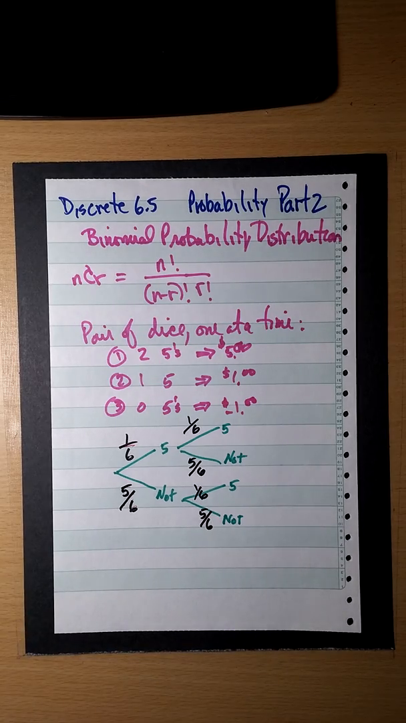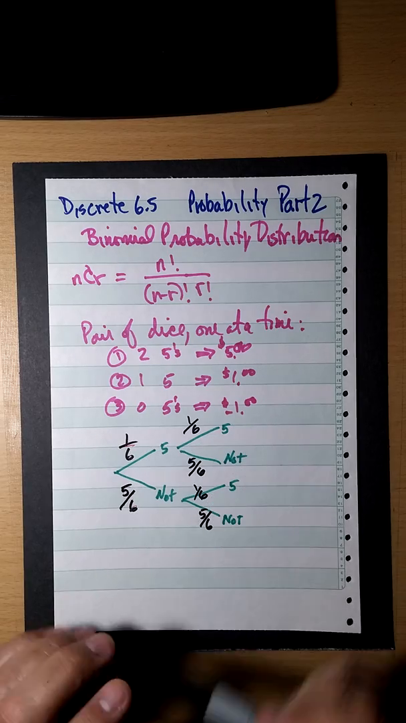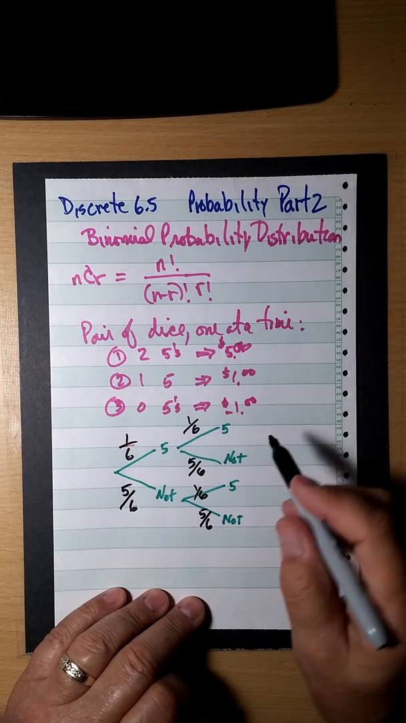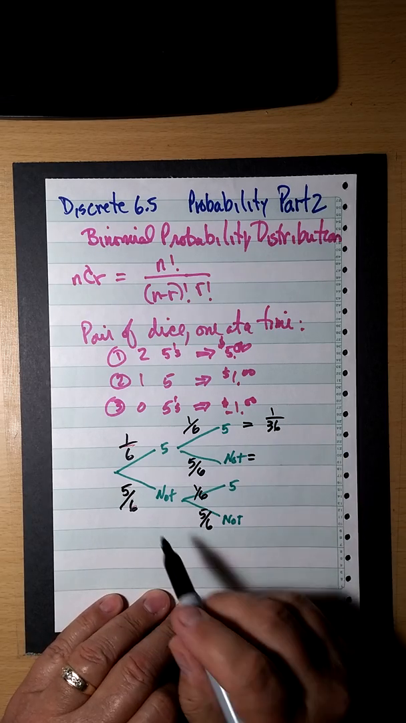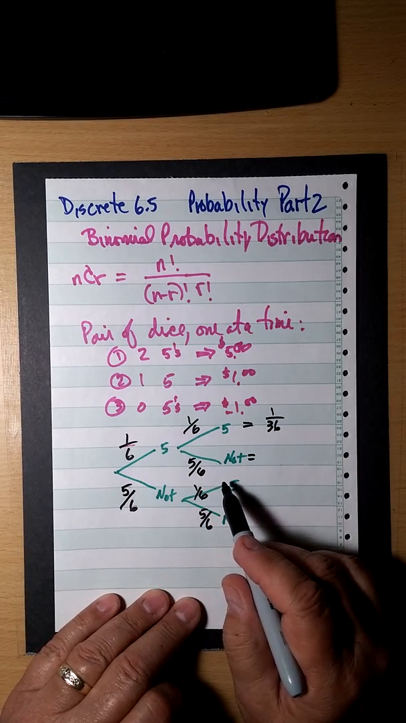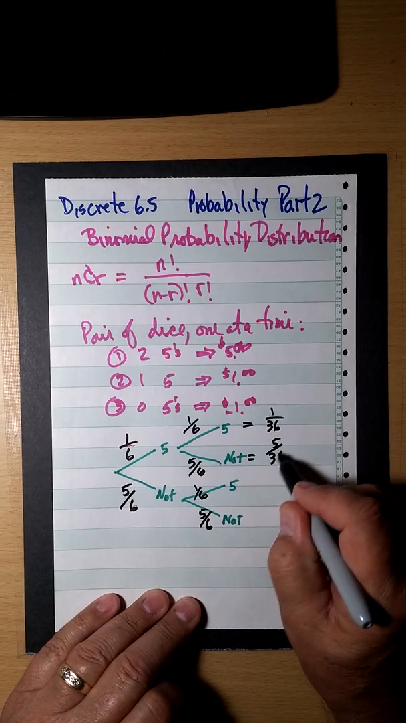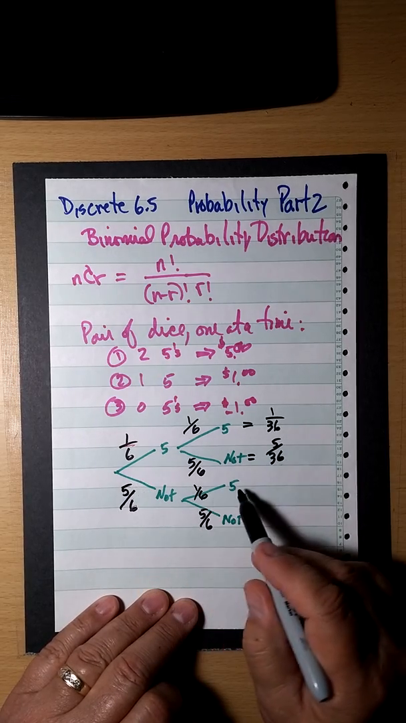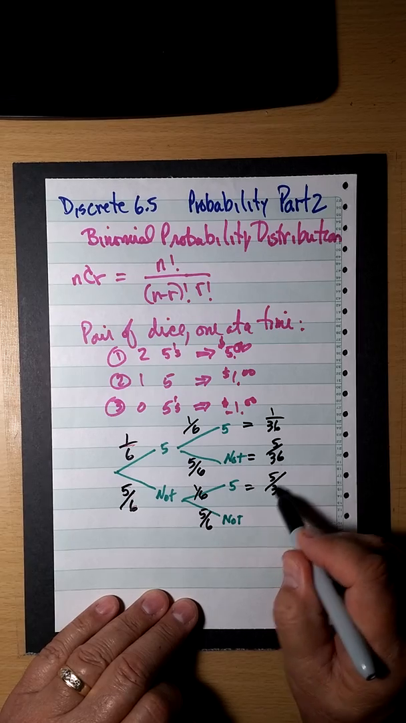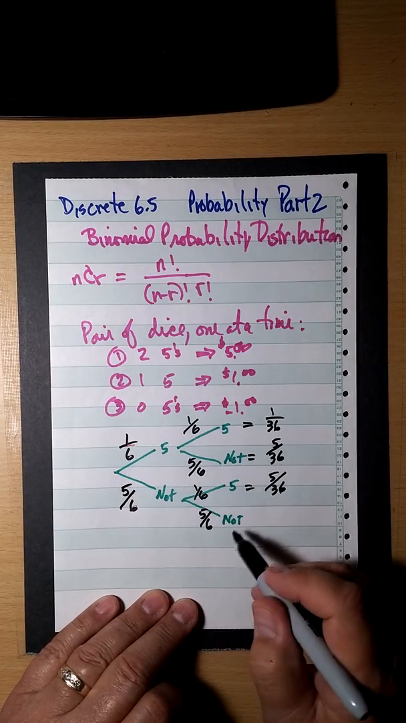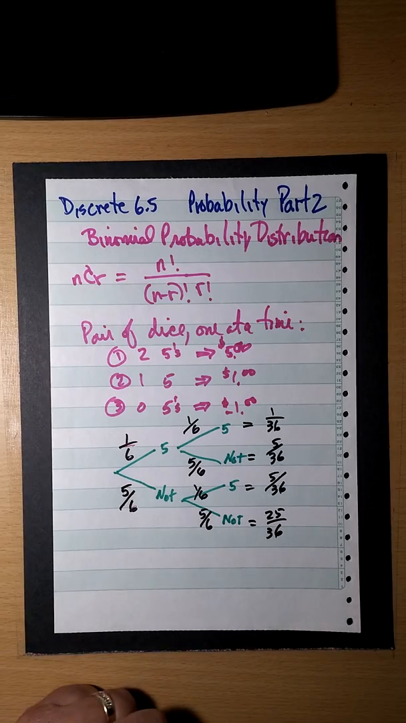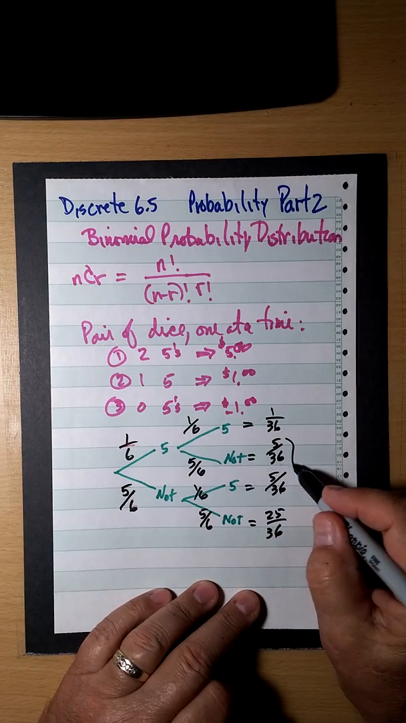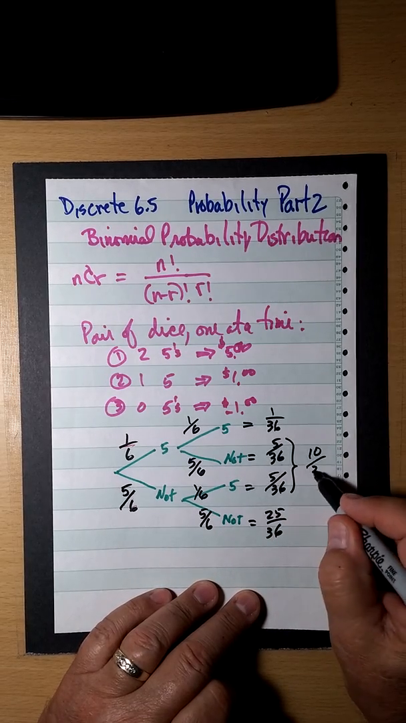And remember, on a tree, you multiply as you go out. So 1/6 times 1/6 is 1/36. A 1/6 times 5/6 is 5/36. A 5/6 times 1/6 is also 5/36. And 5/6 times 5/6 is 25/36. Okay. Now, what's sort of interesting, you notice there's 2 of these situations. So you really get 10 out of 36.